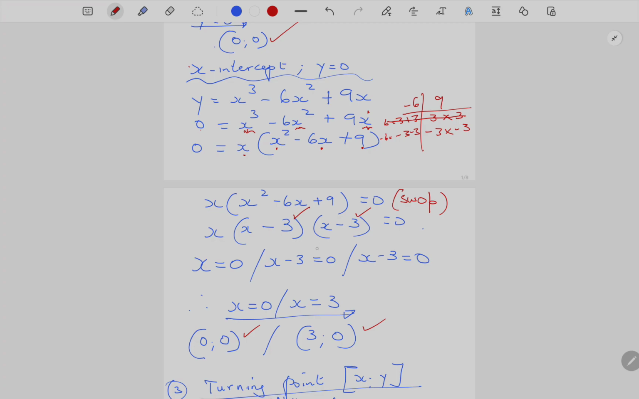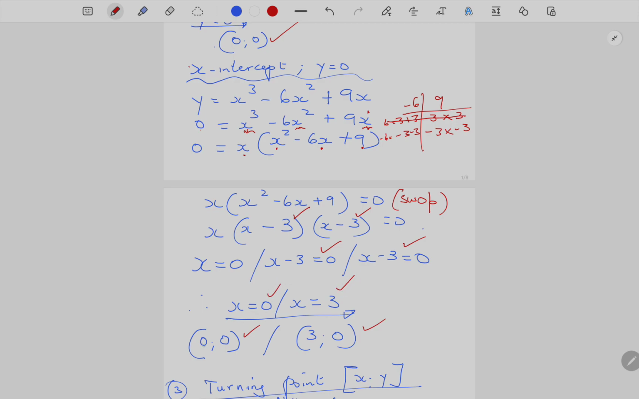But what do you notice here? These x values are the same. So if they are the same, you don't need to write both of them. You can just take one. So you've got x is equal to 0, so the second x is equal to 3. So these are your x values.